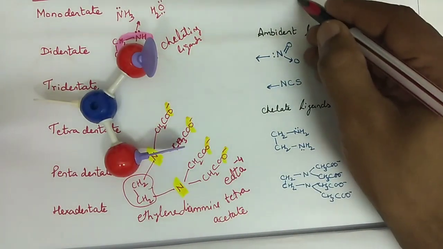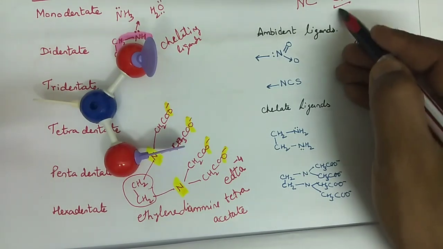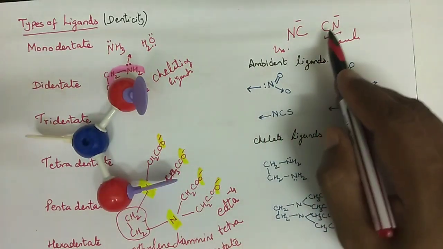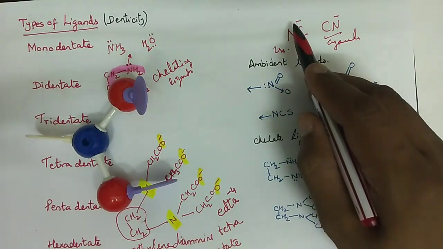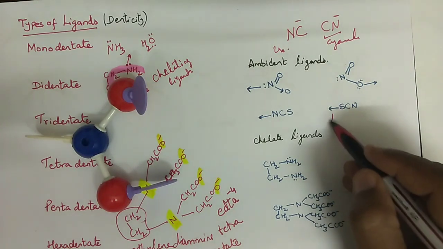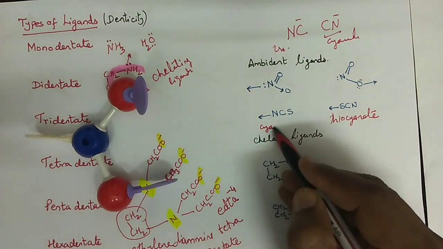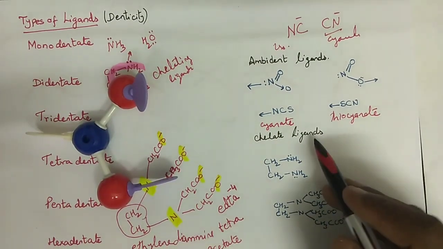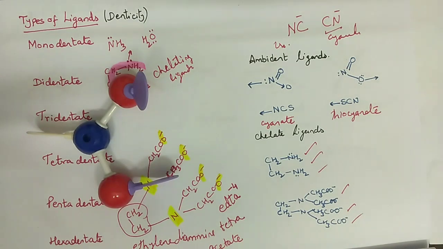So similarly, one more example, we have NC and CN. This is called cyanide, and this is called isocyanide. So if the donor site is carbon, then it is called cyanide, and if the donor site is nitrogen, it is called isocyanide. If the donor site is sulfur, we call it thiocyanate, and otherwise it is called cyanate. Cyanate ion, thiocyanate ion. And here is one more time repeated the chelating ligands. We have this example which we have already done through models, and this one we have also done. So that was all about the denticity of the ligands.